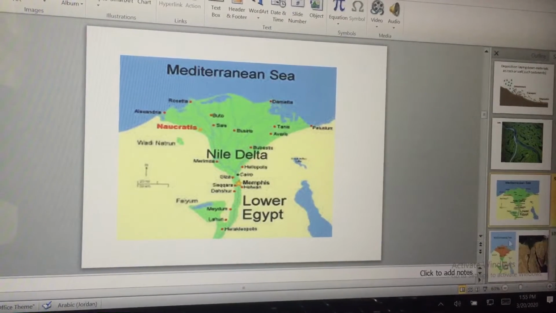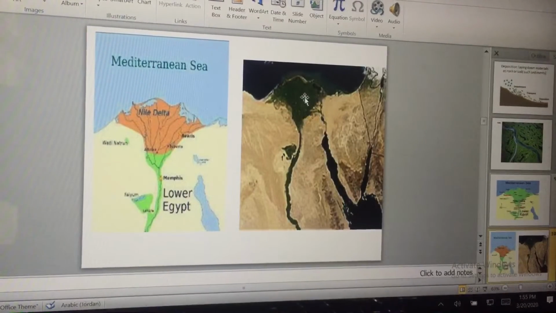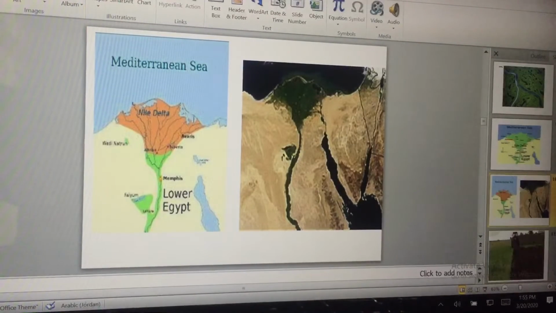Egypt delta here. Another picture for deltas. This is the Nile Delta and this is the Nile Delta. Okay, go back to the book.